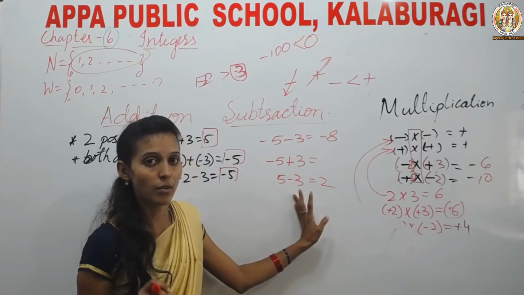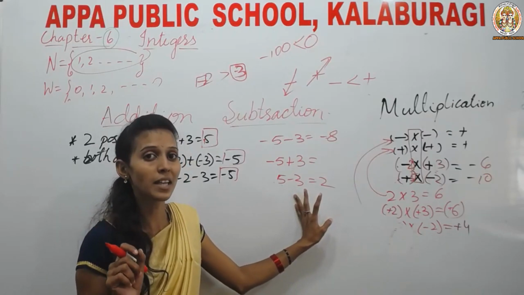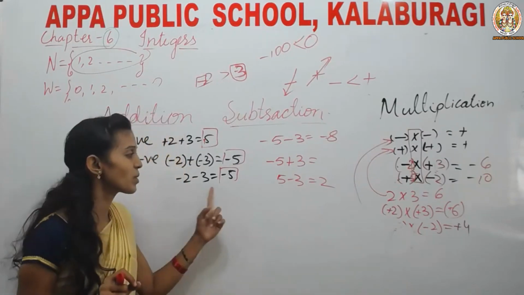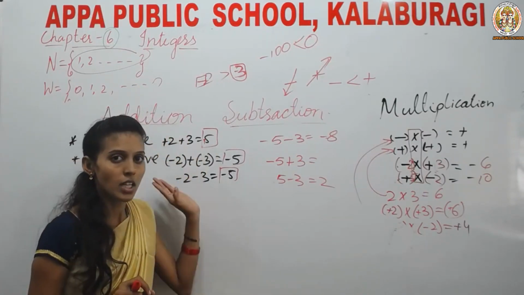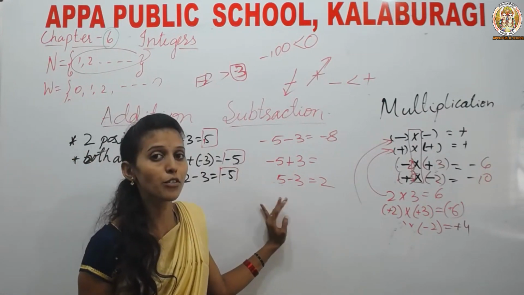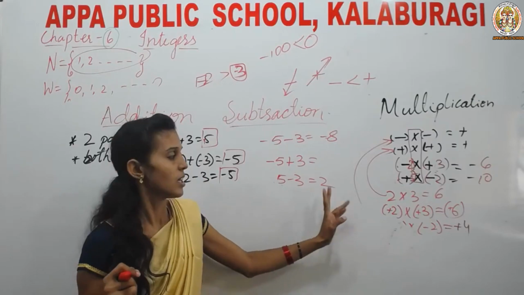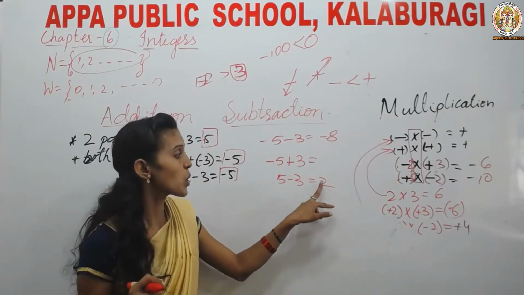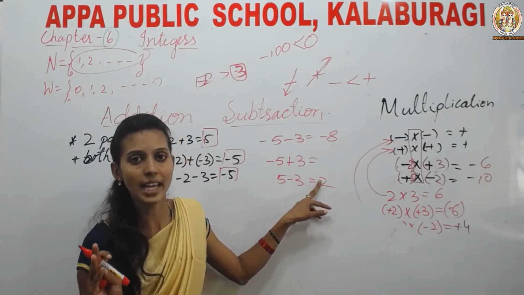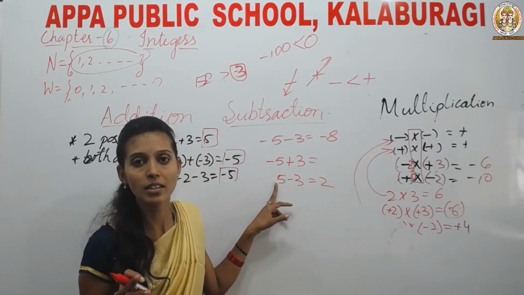So when the numbers have different signs, we have to subtract. The numbers with the same sign come under addition. In the same way, numbers with different signs come under subtraction. Okay, so subtracted, the answer we got is 2. 2 is also signless. There is no sign because 5 is the bigger number.